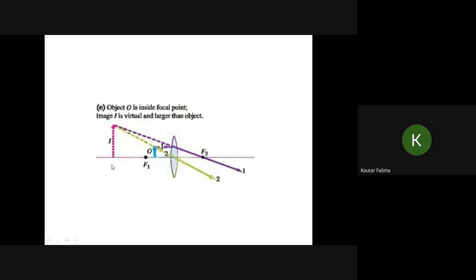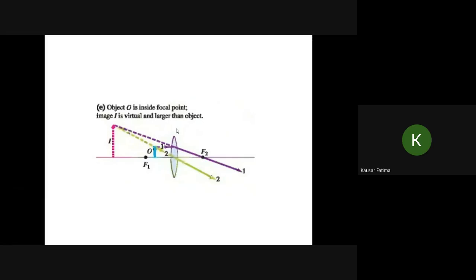The magnifying glass, which you use to see a bigger object, or something written very small on paper, is this. Image forms on the same side where the object is. See, the object is on the left side, the image is also formed on the left side, a virtual and magnified image.